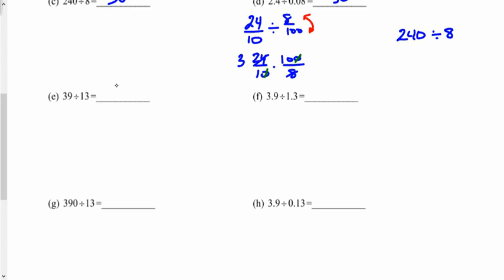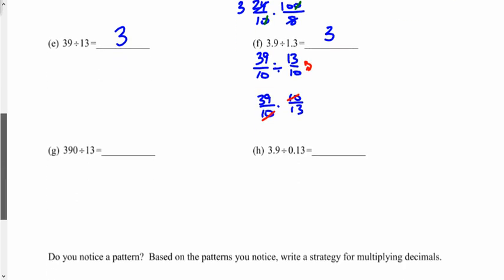39 divided by 13 is just 3. Over here, I could take and change this into 39 tenths divided by 13 tenths, and then we'll flip those over. And we get 39 tenths times 10/13. Some canceling happens. I get 39/13, which is still just 3. Okay, so ultimately I ended up kind of like moving the decimal one place. Down here, 390 divided by 13 comes out to be 30.